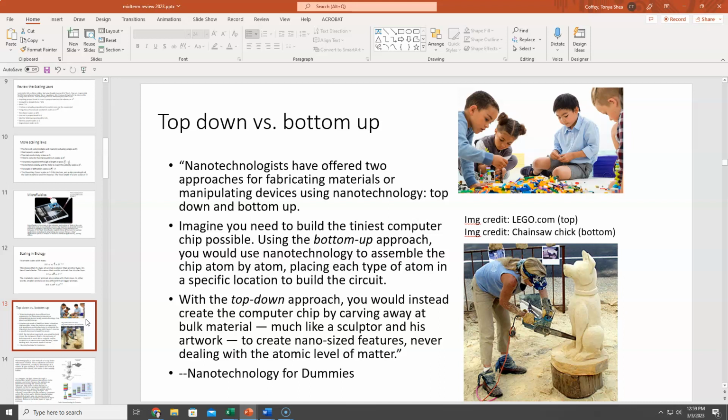In a big picture view, there's either top-down or bottom-up ways to produce nanoscale materials. If you want to build the tiniest computer chip possible using the bottom-up approach, then you would use nanotechnology to assemble the chip atom by atom or molecule by molecule, placing each one in a specific location to build a circuit. But with a top-down approach, you would instead create the computer chip by carving away at a bulk material, kind of like a sculptor, okay? And by carving away, you would create nano-sized features, never dealing with the atomic level of matter. So that's two approaches.